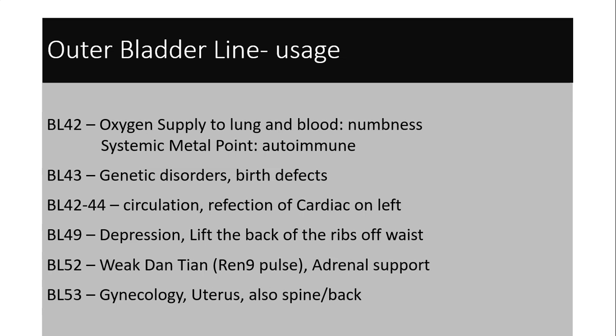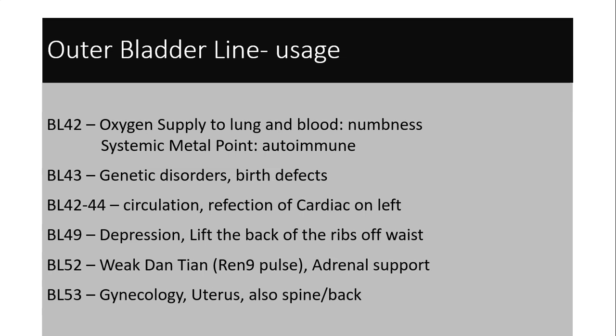Bladder 52, although it can be bladder 51, which we just saw before, Huang Men, is a very good point for a weak dantian, which you can often tell because there's a pulsing in the abdomen. It is a good point for adrenal support.